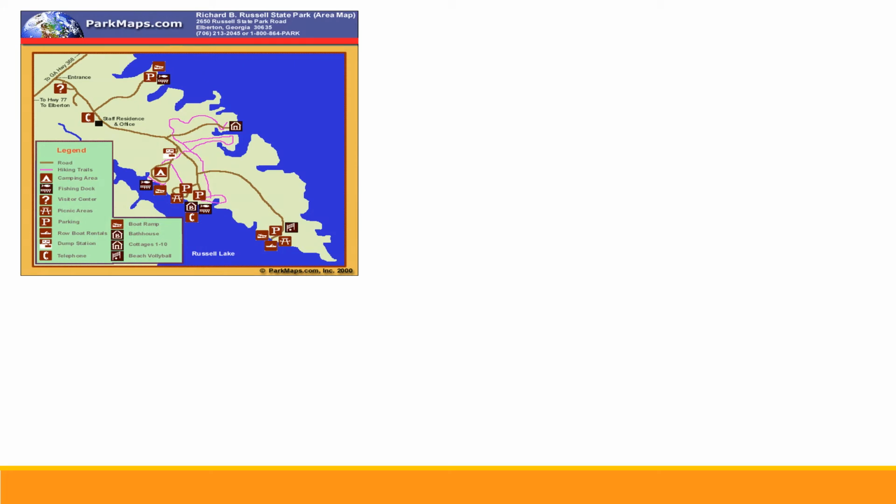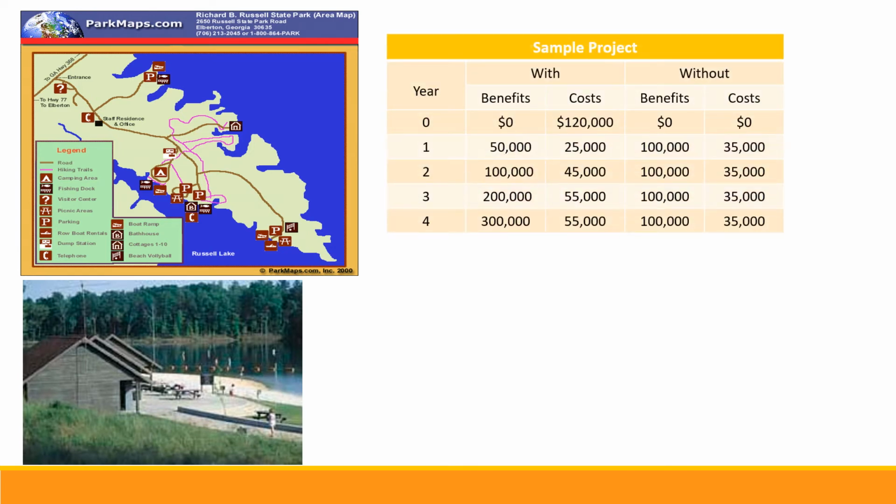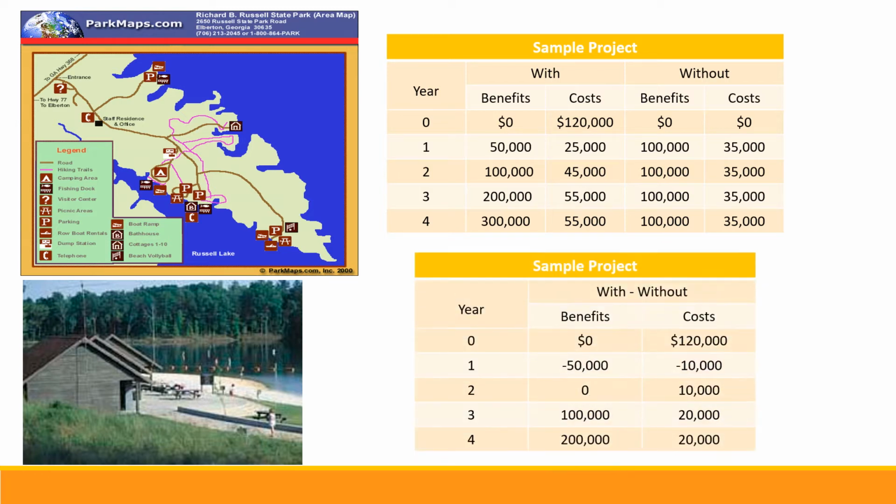So assuming that we have a new project or management policy, we can either implement and use the new policy or improvement and renovation, or we cannot. In this table we have the list of the benefits and costs with the new project and without the new project. Then we have the net benefit and cost. By subtracting the benefit and cost on the right hand side of the table from the left hand side of the table, we reach this table.